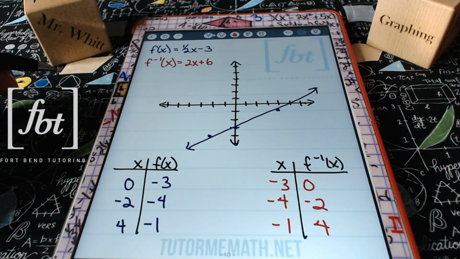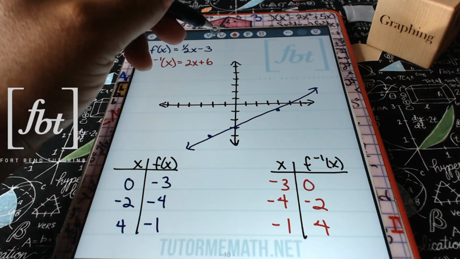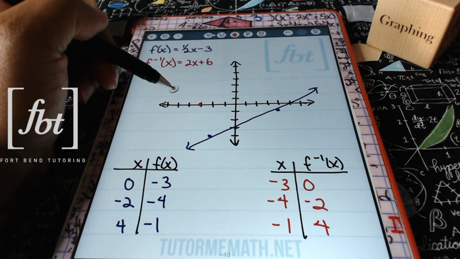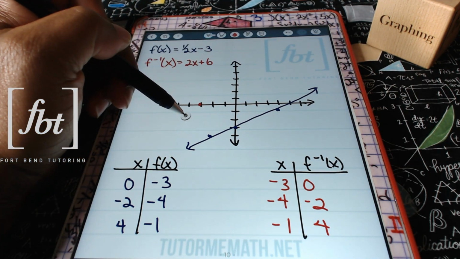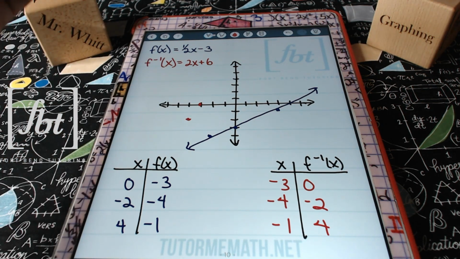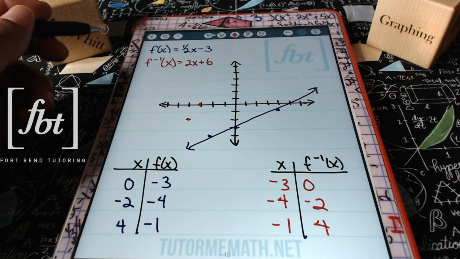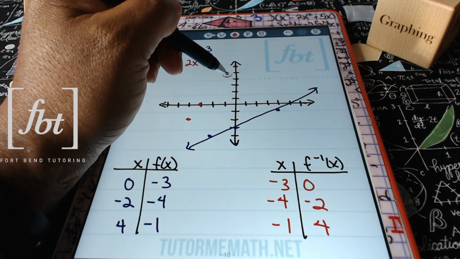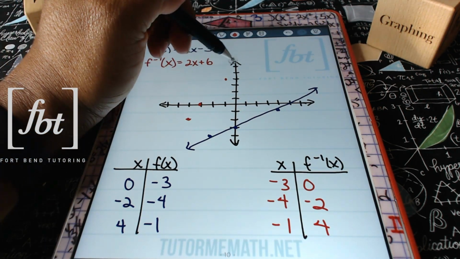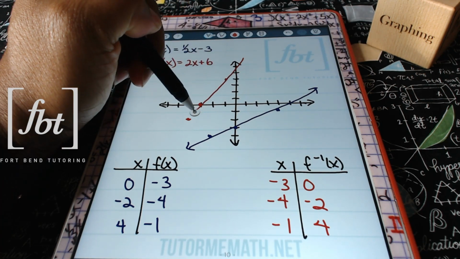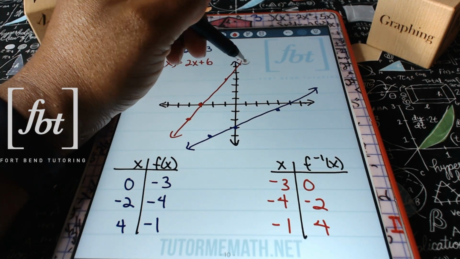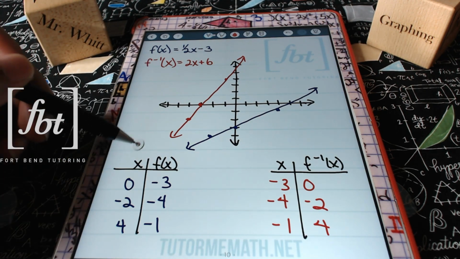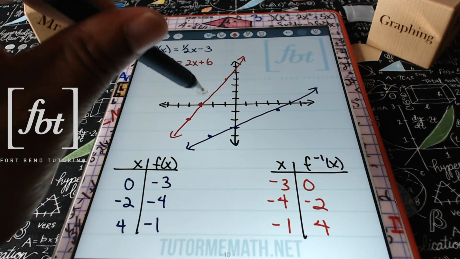And then we're going to plot it. So we'll have -3, 0 as our first point. We'll have -4, -2, which is right here. Then we also have -1, 4. So -1, 1, 2, 3, 4, and we're here. And then connect them. Okay, so we have the graphs of both the original function and its inverse on this one Cartesian plane, on our rectangular coordinate system.